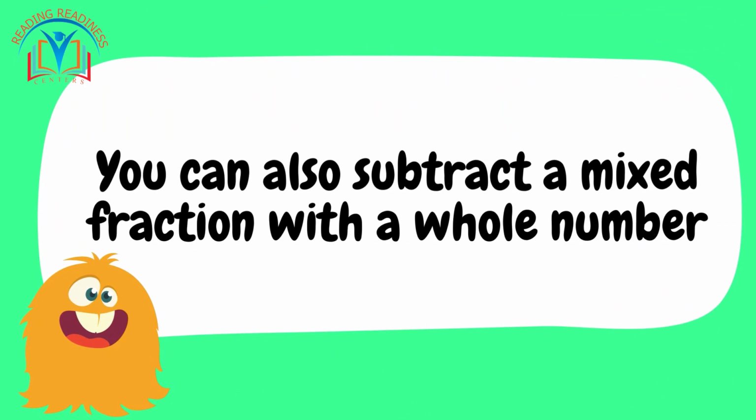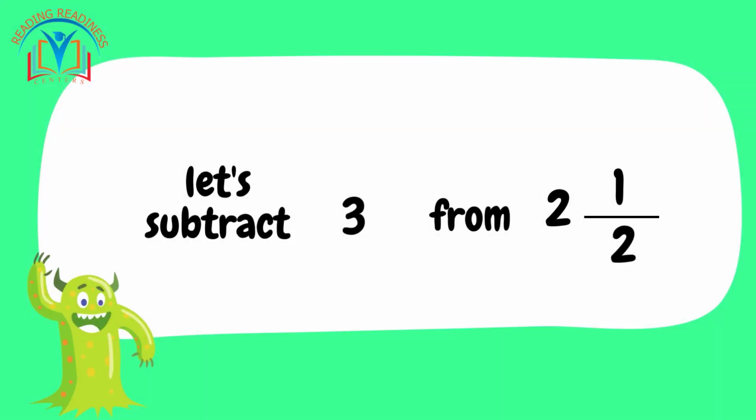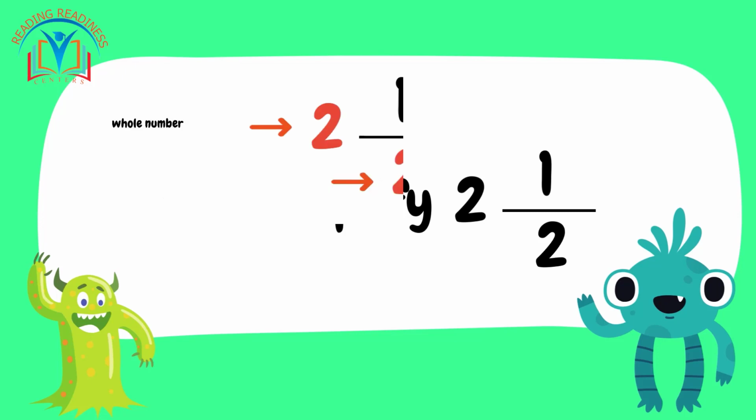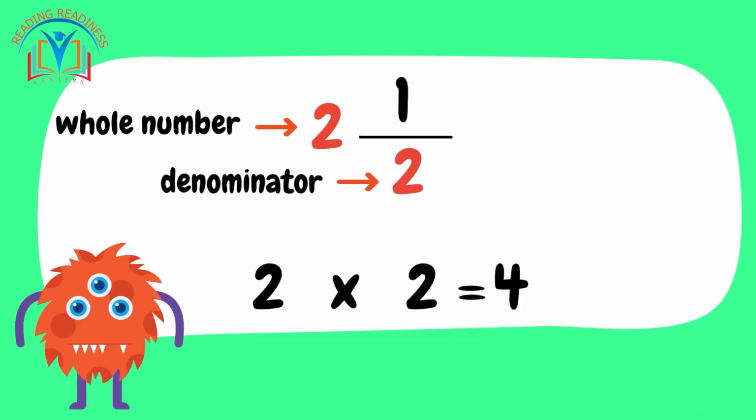You can also subtract mixed fractions with a whole number. Let's subtract 3 from 2 1/2. First, simplify 2 1/2. Multiply the whole number 2 by the denominator 2 of the fractional part 1/2. 2 times 2 is equal to 4.